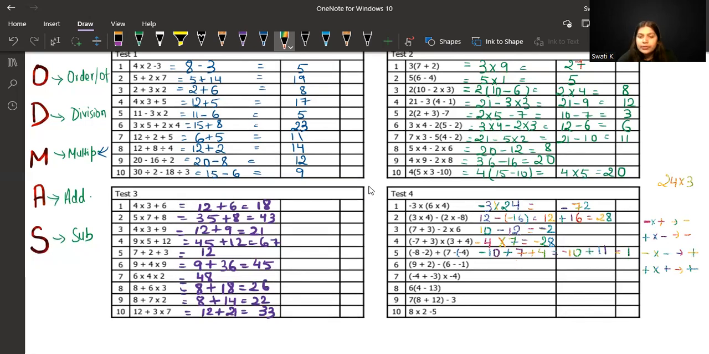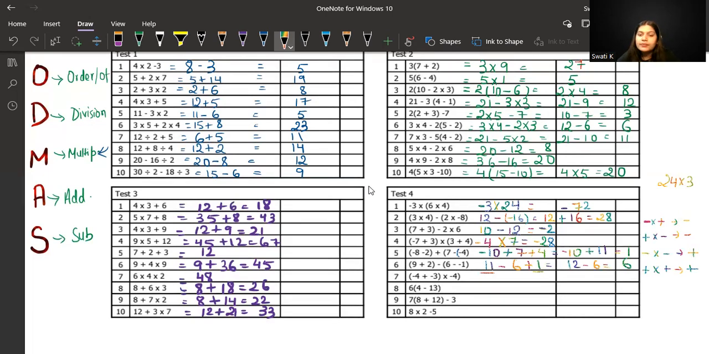Now next is 9 plus 2, which is 11, minus 6. Minus into minus is plus, so 1. And this will become simply 11 plus 1, 12, and 12 minus 6 is 6.